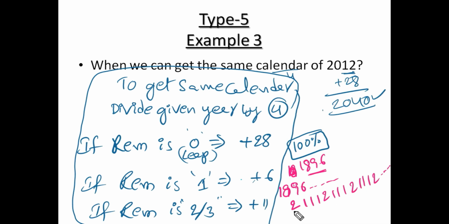Let us verify. This is 1896, a leap year, then 97, 98, 99, and it is 1900. Now tell me, is 1900 a leap year or non-leap year? Non-leap year, but how can we take 2 odd days? No. So here there is only 1 odd day. So the sequence is disturbed or not? Yes. If the sequence is disturbed, then we cannot apply the same shortcut for this type of question. Okay, so then how to use the shortcut?